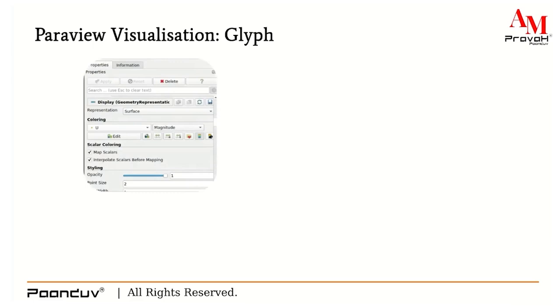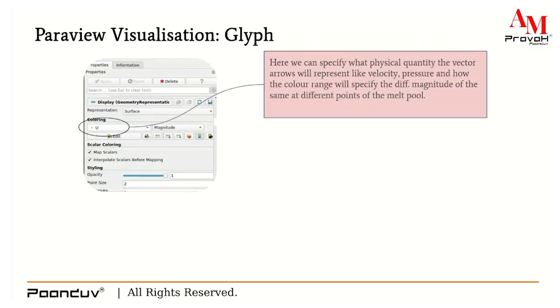By using this glyph operation, you can show the physical quantities that are related to the melt pool, like the velocity, pressure, temperature, in vector forms. Here we can specify what physical quantity the vector arrows will represent, like velocity or pressure, and how the color range will specify the different magnitudes of the same at different points of the melt pool.